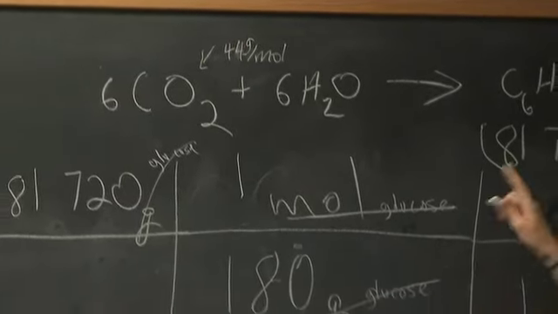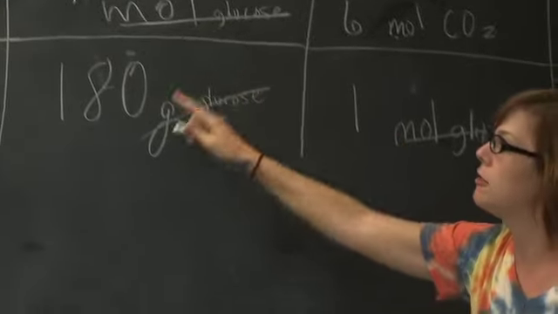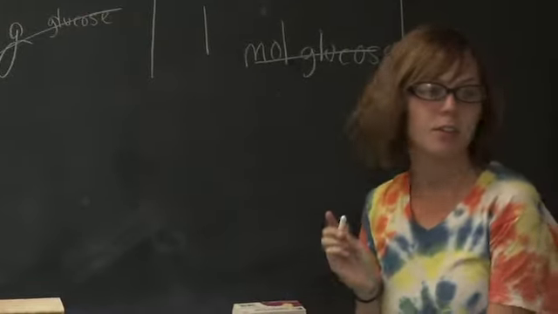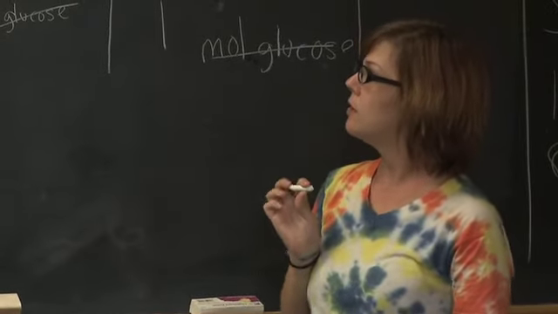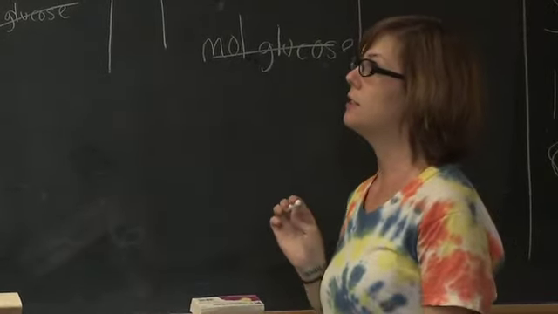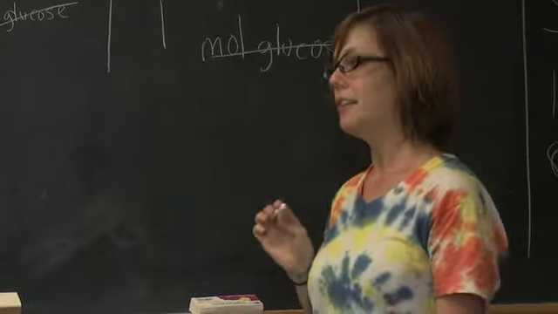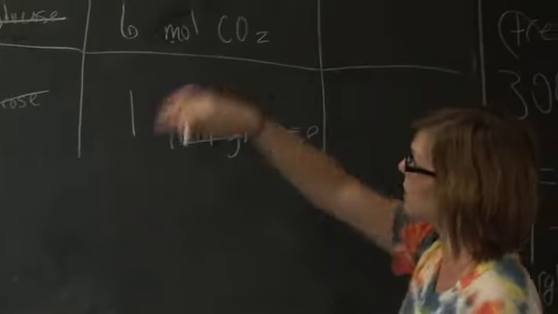So that's 16 plus 16 is 32 plus 12. And you just did that the same way we did the glucose one, right? You took carbon times 1 and oxygen times 2 and then added them together. 32 plus 12 is 44. So we need moles of CO2 to grams of CO2, right?